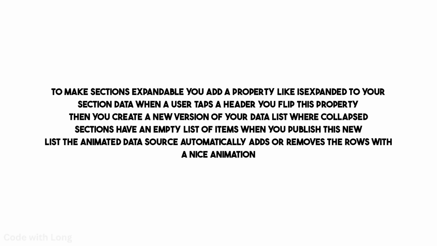How would you design and implement expandable and collapsible sections with RX data sources? To make sections expandable, you add a property like isExpanded to your section data. When a user taps a header, you flip this property. Then you create a new version of your data list where collapsed sections have an empty list of items. When you publish this new list, the animated data source automatically adds or removes the rows with a nice animation.